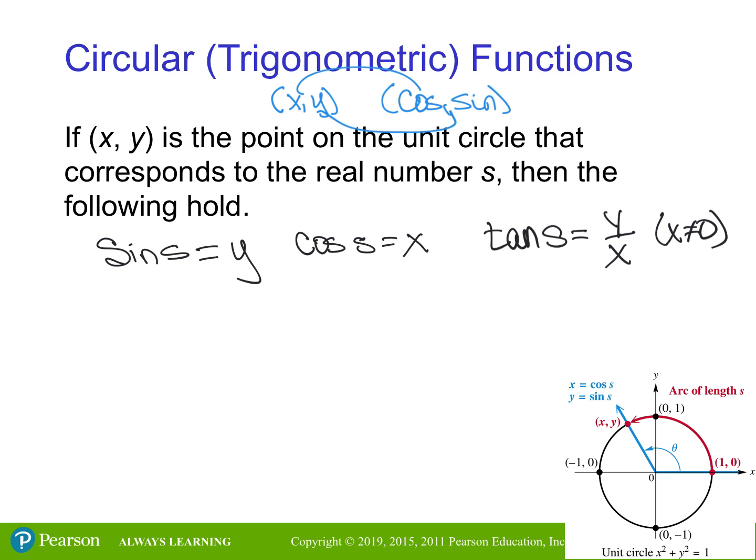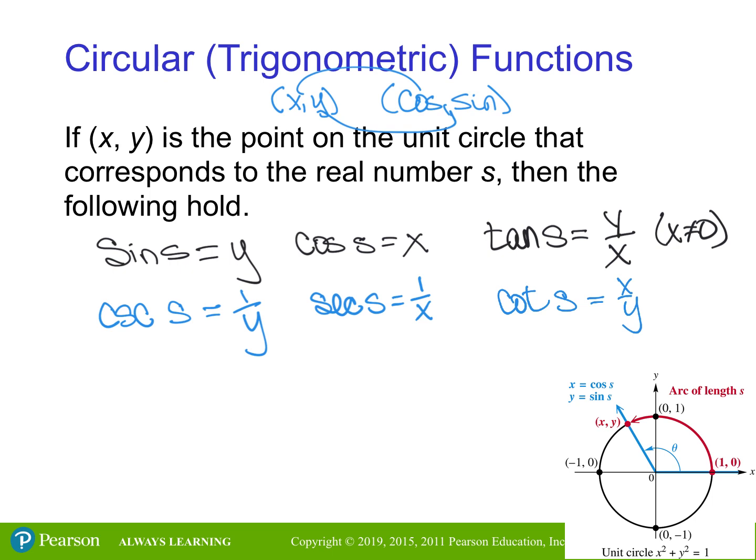Now with these 3 basic trig functions, we also have their reciprocal functions. The reciprocal of sine is cosecant, or CSC. So the cosecant of s is going to equal 1 divided by y. The reciprocal function of cosine is secant, and secant s is going to be equal to 1 divided by x. And the reciprocal function for tangent is cotangent, and cotangent of s is going to equal x divided by y.